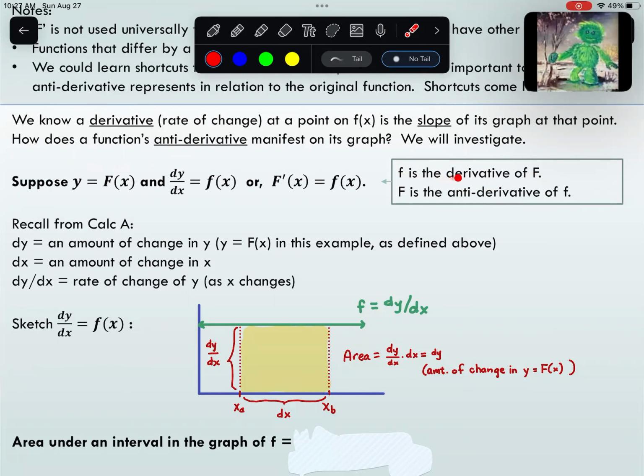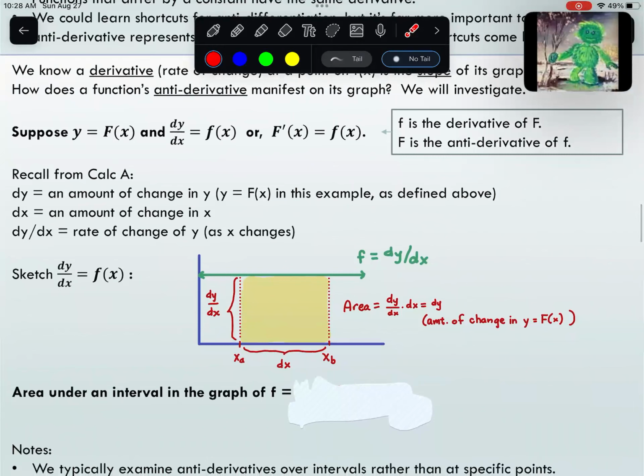You could say little f is the derivative of big F, or alternatively, big F is the antiderivative of little f. So let's assume that's all established. We also want to recall from Calc A that dy/dx obviously is a rate of change of y with respect to x, but the dy and dx separated also have a meaning. When we separate these out, they no longer communicate rates, they communicate actual amounts of change in y and x respectively.